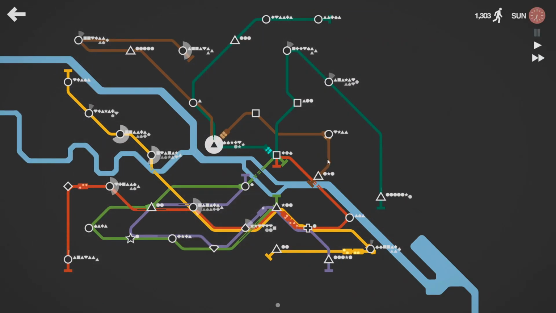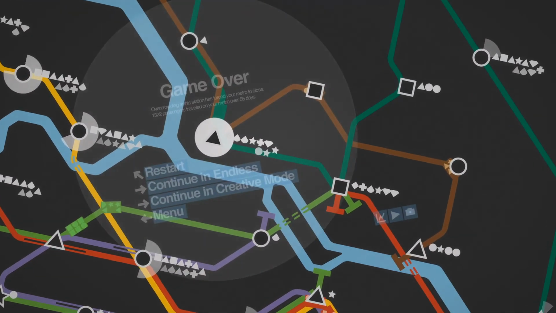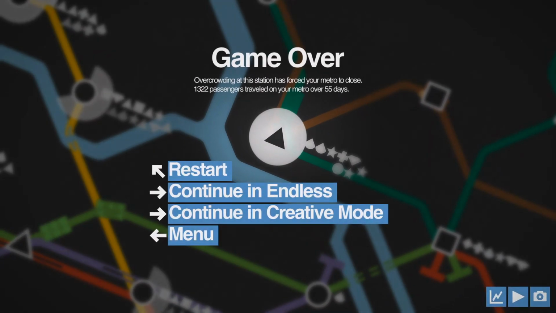Uh-oh. I think we've lost the game. There's not much I can do here. There's no time. I'm pretty satisfied with what we've achieved here today. Berlin is a clusterfuck of everything. Yeah, anyway. That was Mini Metro, everybody.